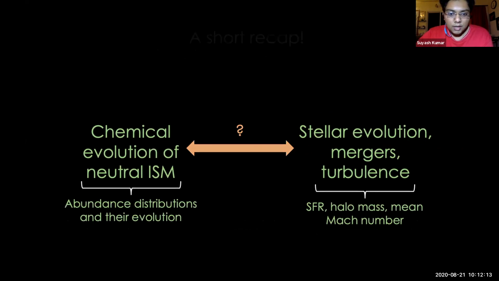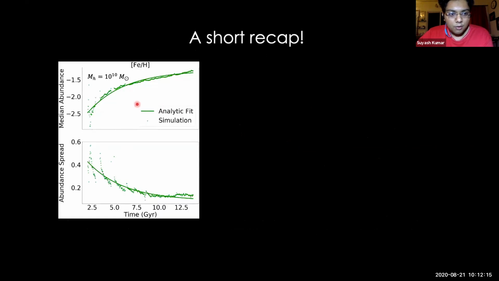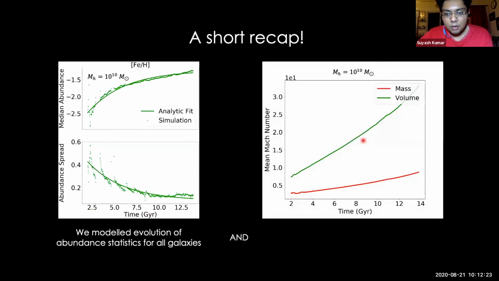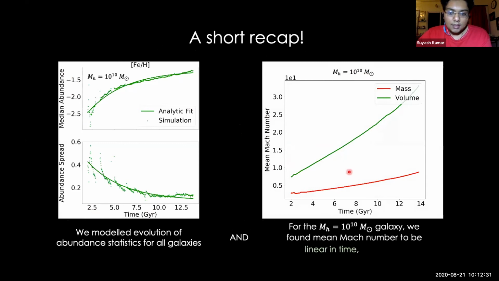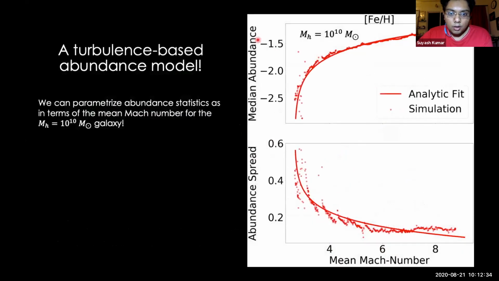So at this point, we can do with a short recap, where you might remember this plot where we model the abundance statistics as a function of time for all galaxies. And you might remember this plot where we realized that the mean Mach number of the least massive galaxy has a linear description in time. And that means that we can model the abundance statistics as a function of the mean Mach number instead, for the least massive galaxy, of course. And I present to you this model for the iron distribution in the galaxy. And this is exactly what we call the turbulence-based abundance model.